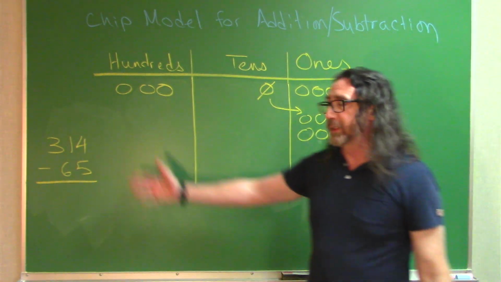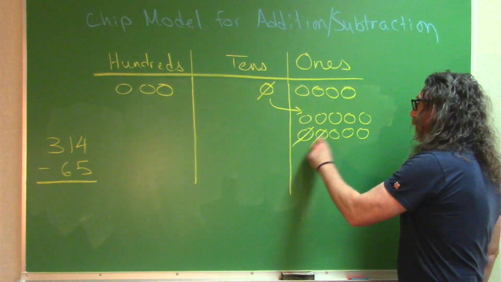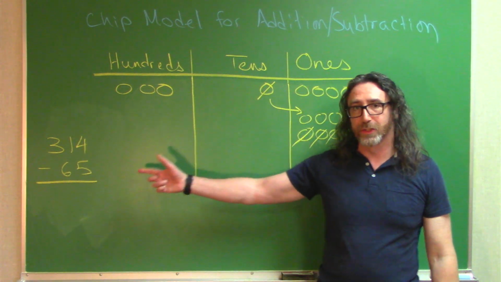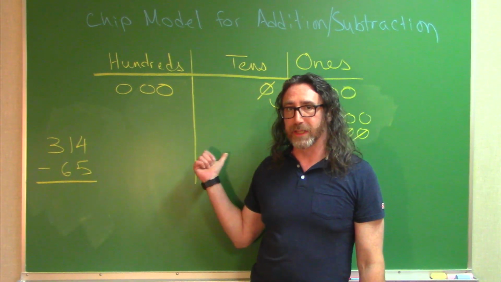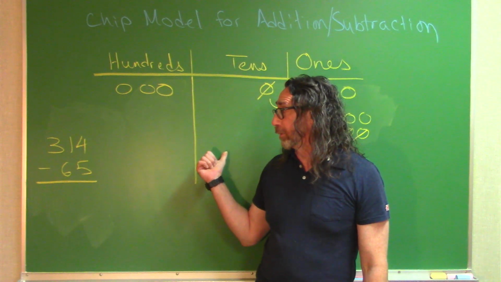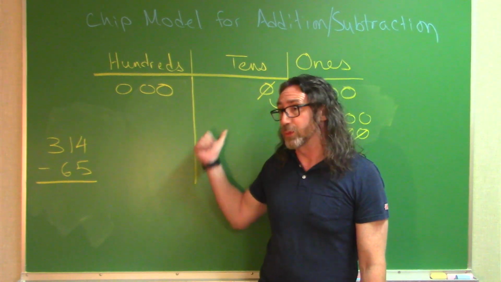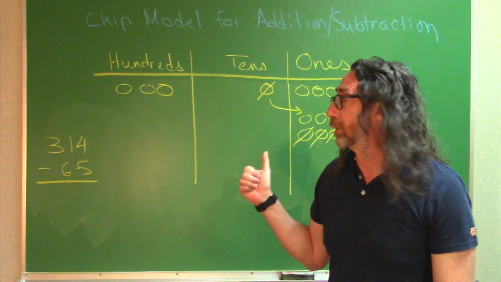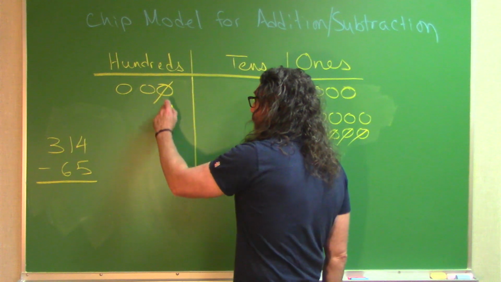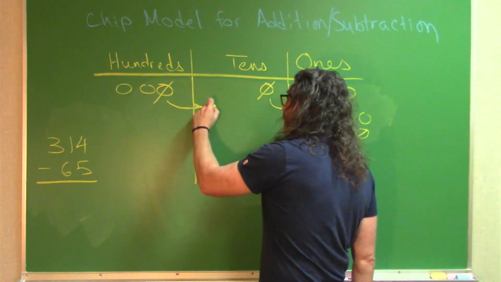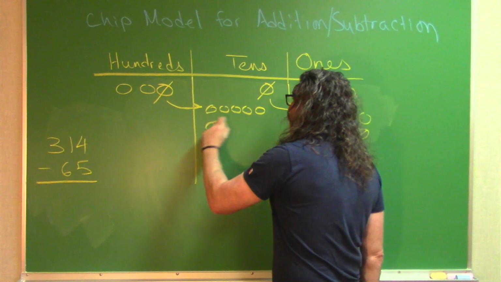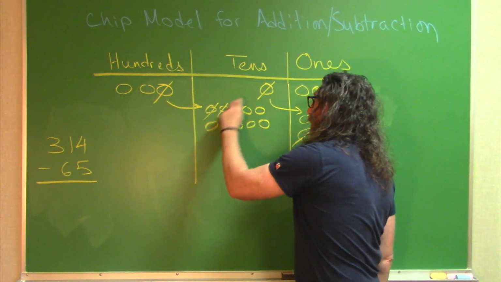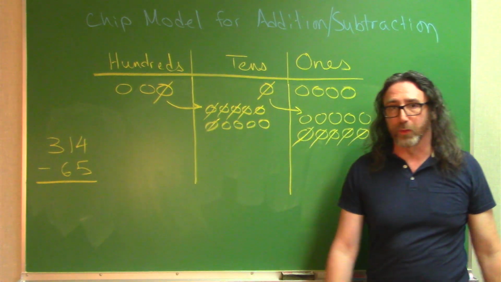Okay, now the idea here was take away 5. 1, 2, 3, 4, 5. Okay, now I'm supposed to take away 6 chips from the tens tray. Well, once again, I'm in a similar situation. I do not have 6 chips in this tray. In fact, I don't have any chips in that tray at all. So what I'm going to do is cash in one of my hundreds chips for 10 chips in the tens tray. And now I can take away 6 of those chips.